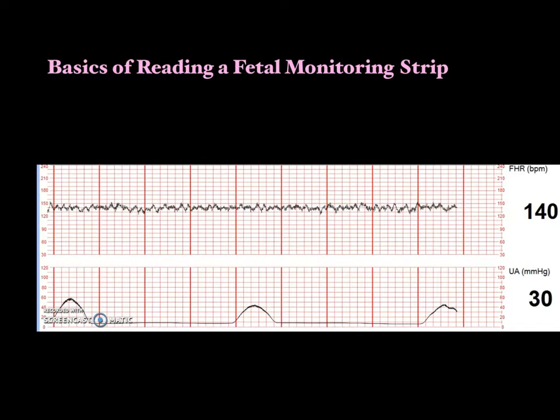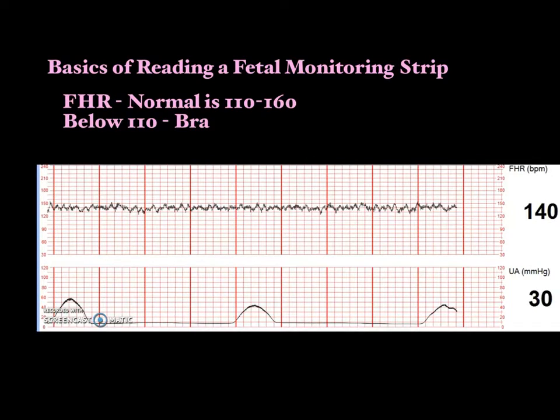Now we mentioned that we read the fetal heart baseline at 140, and the way we do that, again, is that we're looking at the average beats per minute. And we're hoping that it's somewhere between 110 and 160. Okay, if it's below 110, we have bradycardia. Sorry. Typing and talking at the same time. If it's above 160, we have fetal tachycardia.